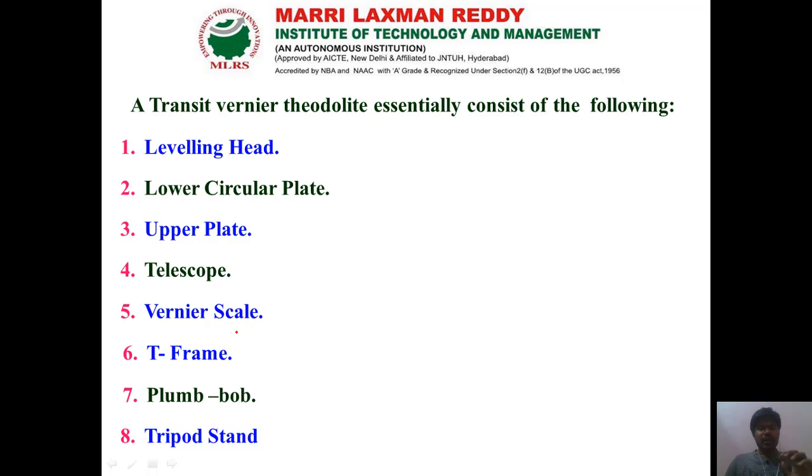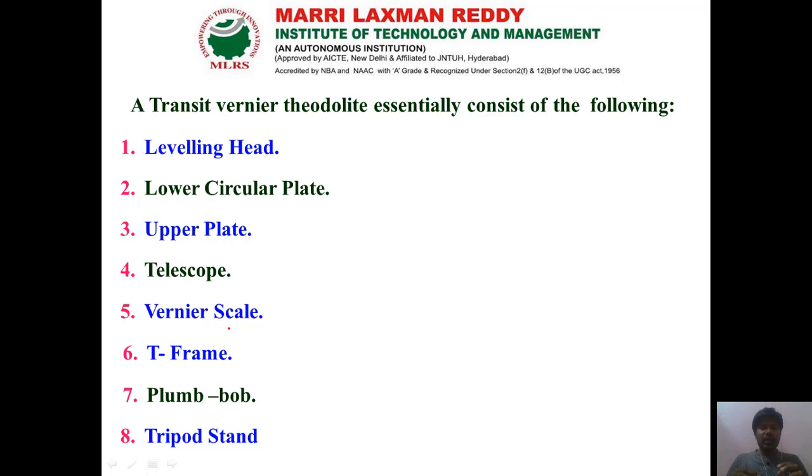And vernier scale, we have horizontal vernier scales, that is vernier A and B, and in the vertical circle we have vernier C and D. Here we have 0 to 180 degrees in the vertical scale. Here 0 to 180 degrees we have the angular values with respect to the telescope position.